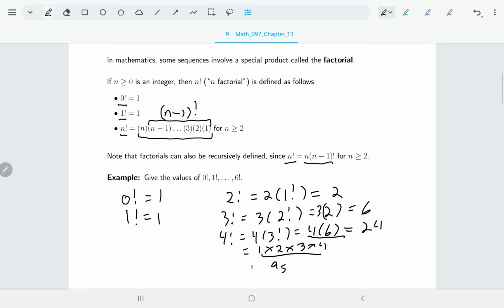5 factorial, rather, should be 5 times 4 factorial, which is 120. And 6 factorial, that's 6 times 5 factorial, that is 720. Just as an aside, you do have a factorial function on your calculator.